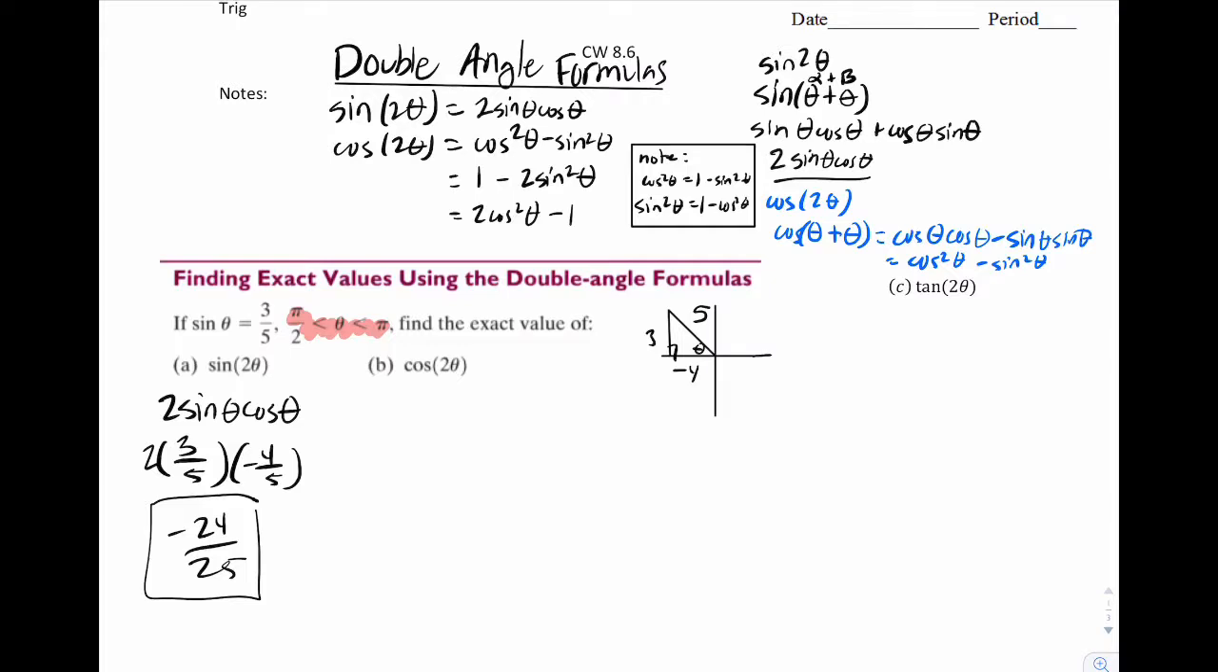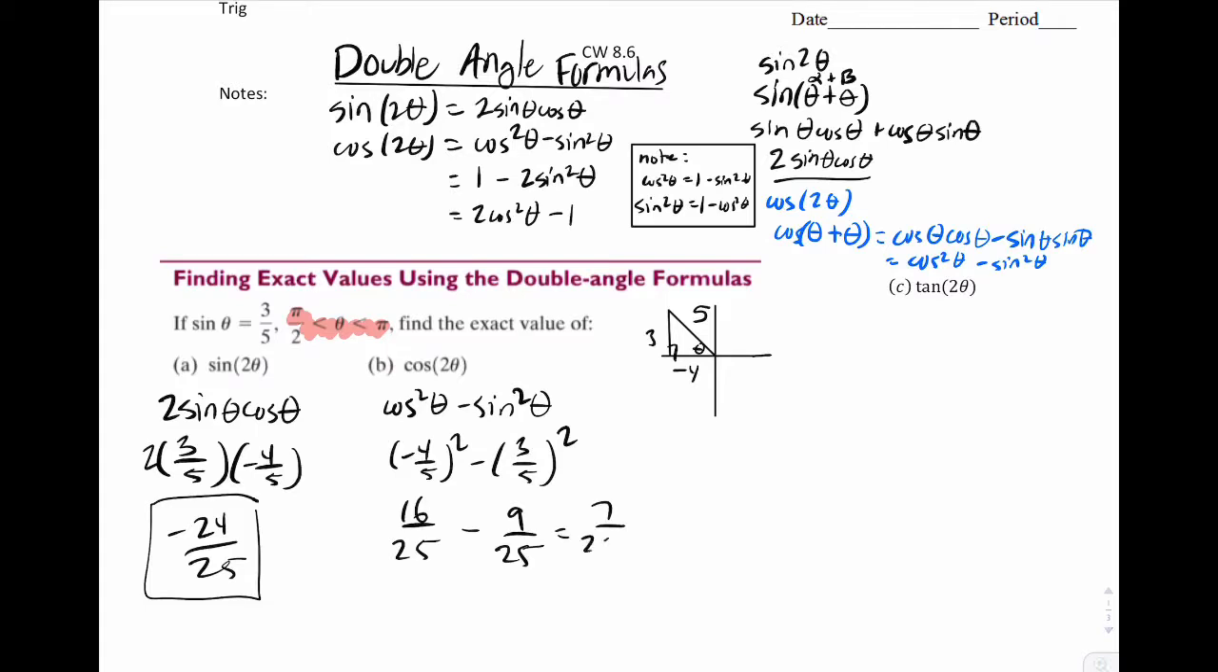Cosine 2 theta. I recommend memorizing the first one, cosine squared minus sine squared, because it's pretty easy to derive the other two if you were to need them using this main one. And now I just figured it out. Cosine theta, that's -4 over 5. We're going to square that. Minus sine theta, which is 3 over 5, square that. That's 16 over 25 minus 9 over 25, which is 7 over 25. Done. And there it is. Okay, we'll get to part C in a little bit.